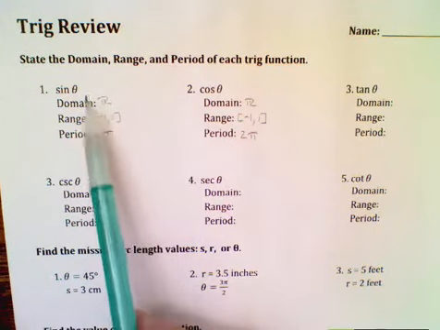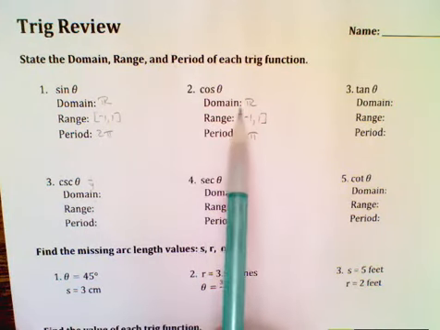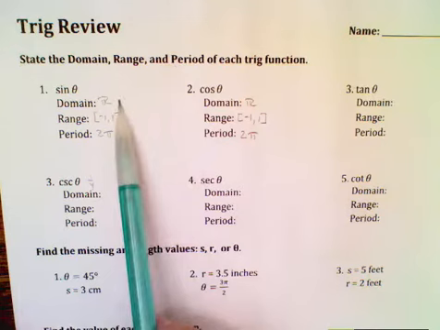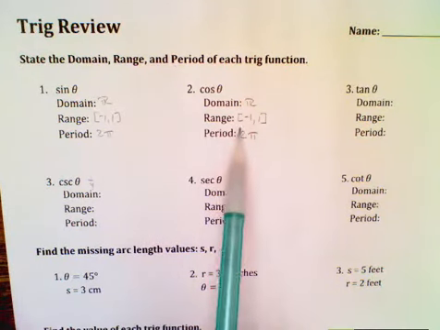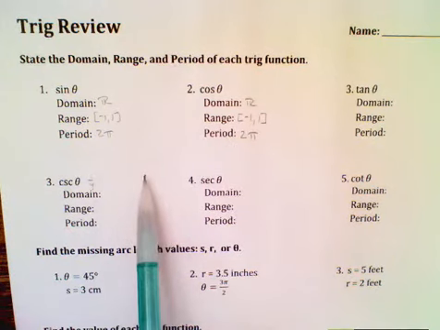So for sine and cosine, I did these real quick. Remember what they look like, the sine and cosine curve. They're waves that go on forever. Their domain is all reals. Their range goes from -1 to 1. And the period for both of those is 2 pi.